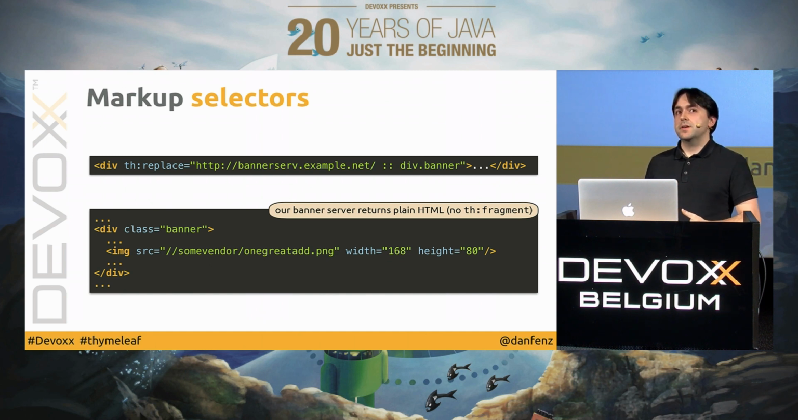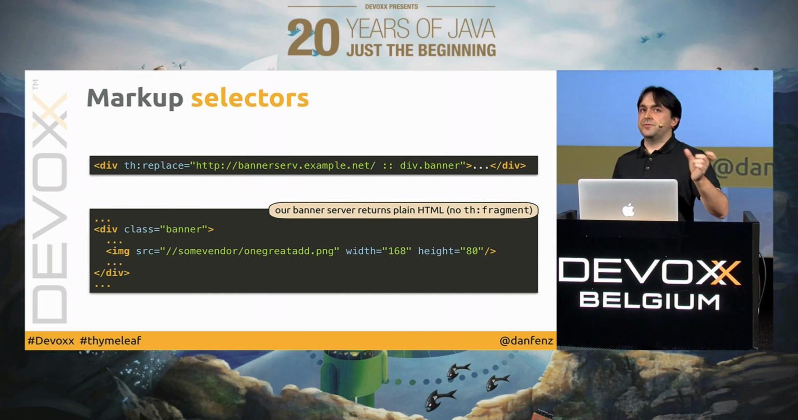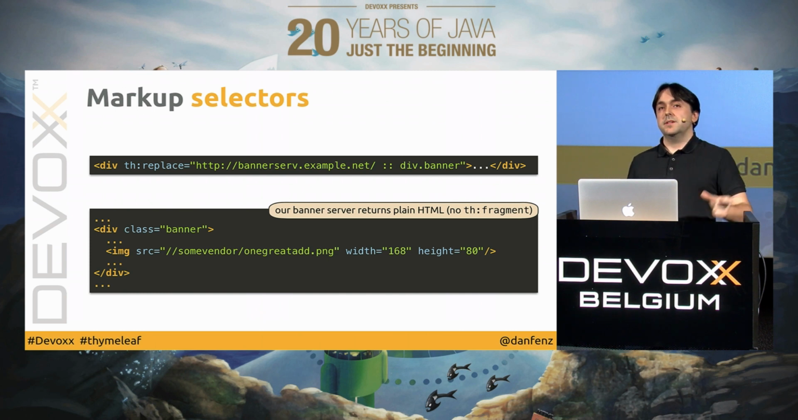And then we are selecting the fragment not by its name, not expecting a th:fragment there, but by using a markup selector, by saying div.banner. That is very similar to CSS selectors, to JavaScript selectors. It's a div tag that has class banner. We can do that with IDs, we can do that attribute-based, we can do that hierarchy-based. It's a pretty powerful mechanism.